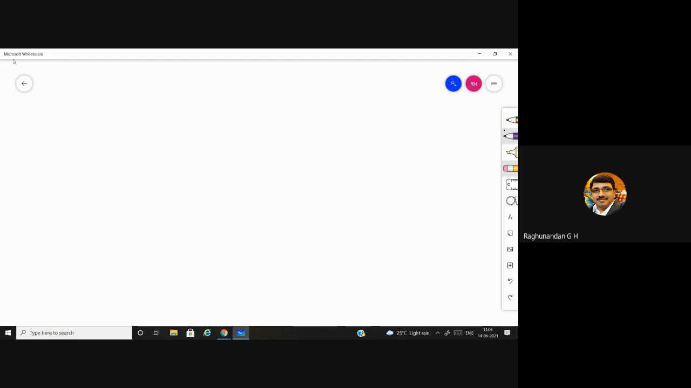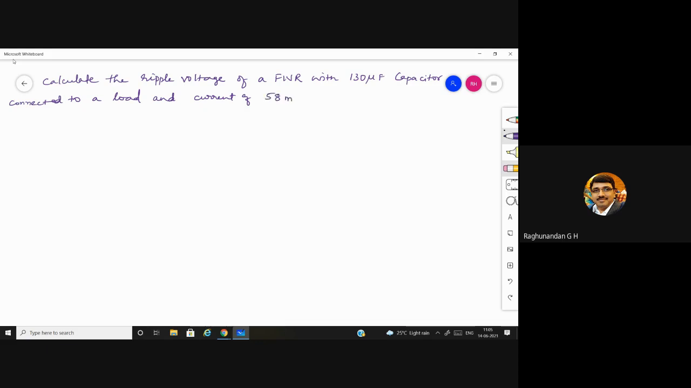So the problem is: calculate the ripple voltage of a full wave rectifier with a 130 microfarad capacitor connected to a load current of 58 milliamps.